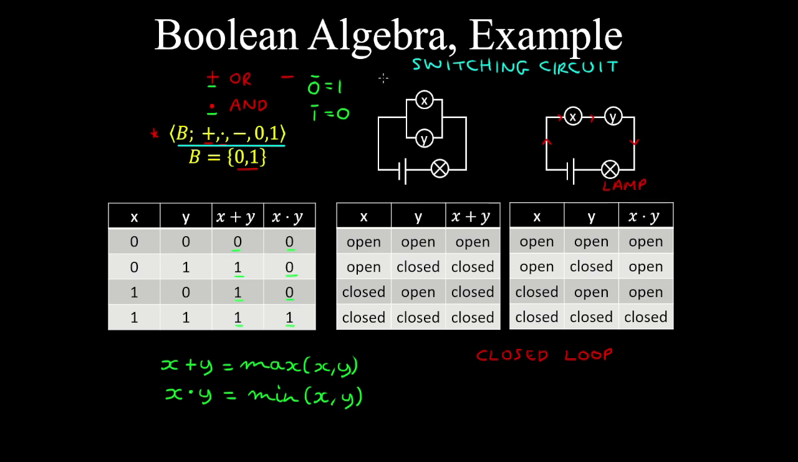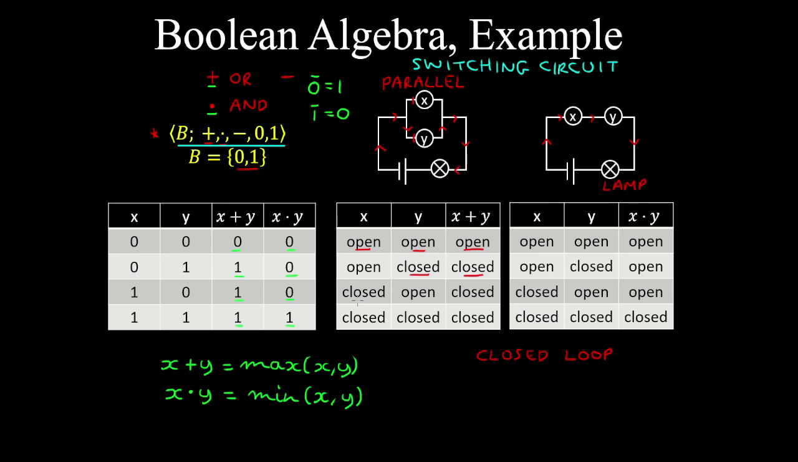The first example here is where we place the switches X, Y in parallel, and if both of these switches are open, then the state of the circuit is open and no current would flow. Now if one of those switches were closed, then the state of the circuit is closed and current would flow through this circuit, and the lamp would switch on.